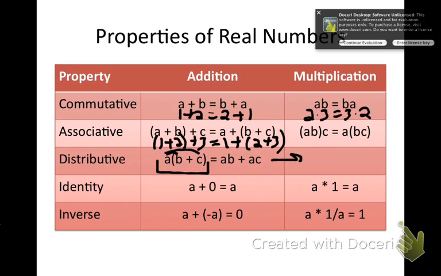Distributive property is one of those things that a lot of students forget or make mistakes with, because they see the parentheses and want to do something different right away. But you can multiply throughout.